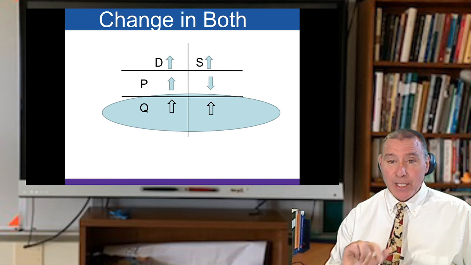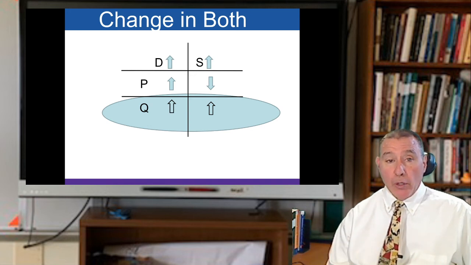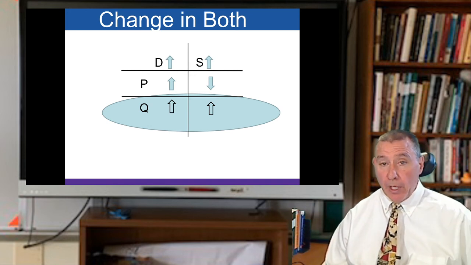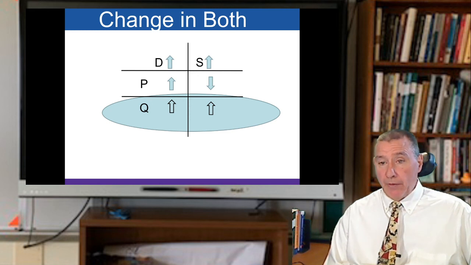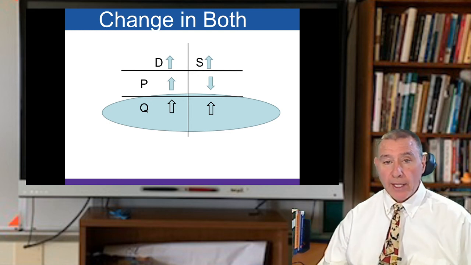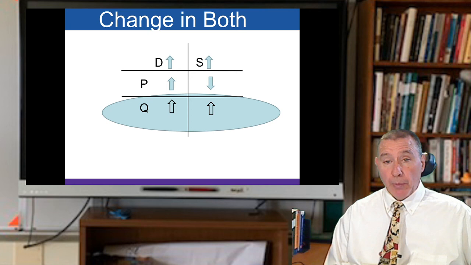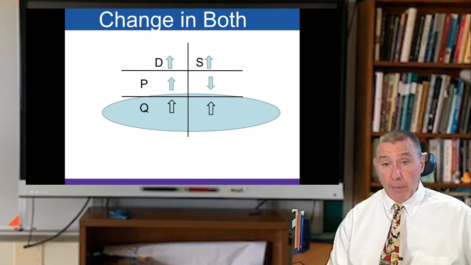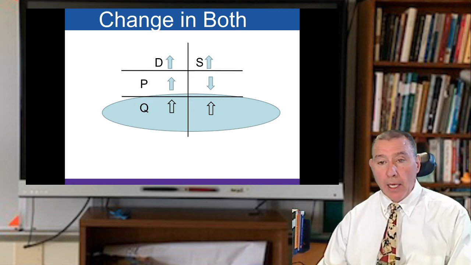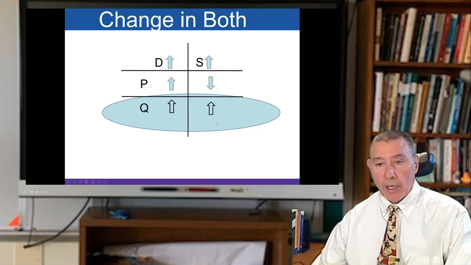So this is the way to do it. Just make a chart. If you start shifting graphs back to the way we did it before, you're never going to be able to figure it out. All right? So that's the changes in supply and demand when they happen at the same time. Keep that in mind, and we will talk again later.